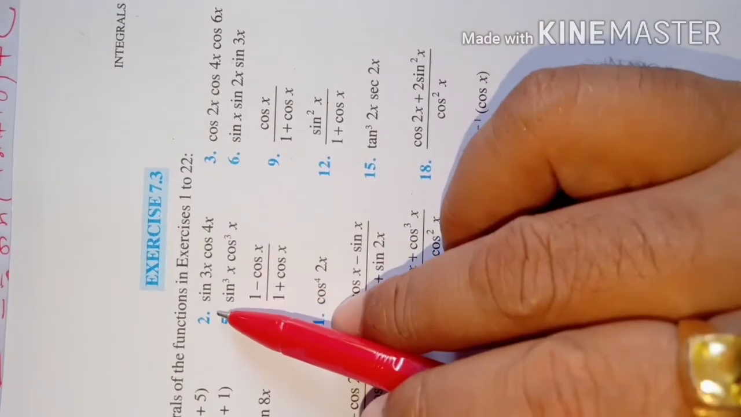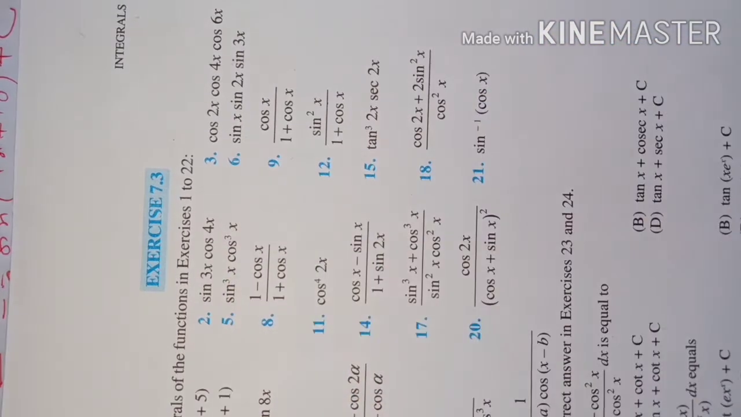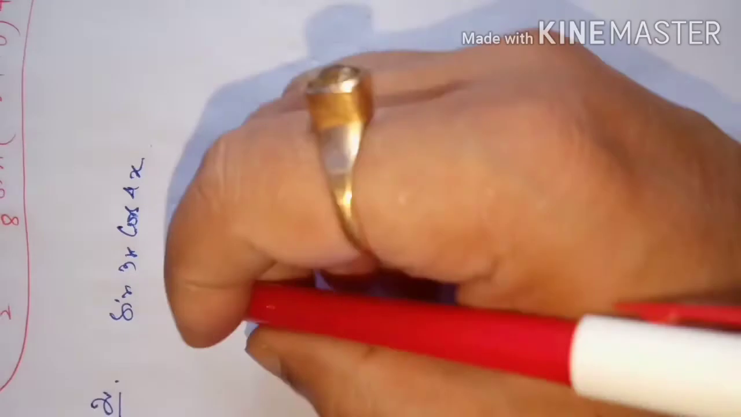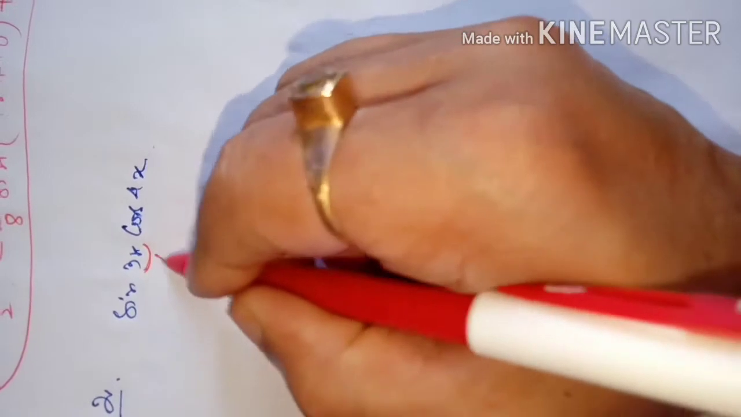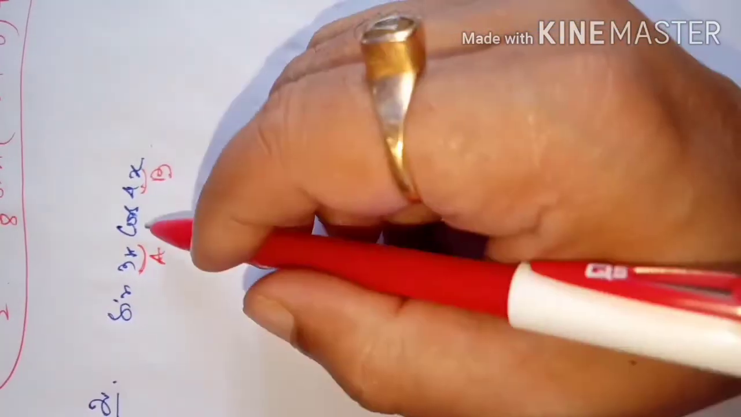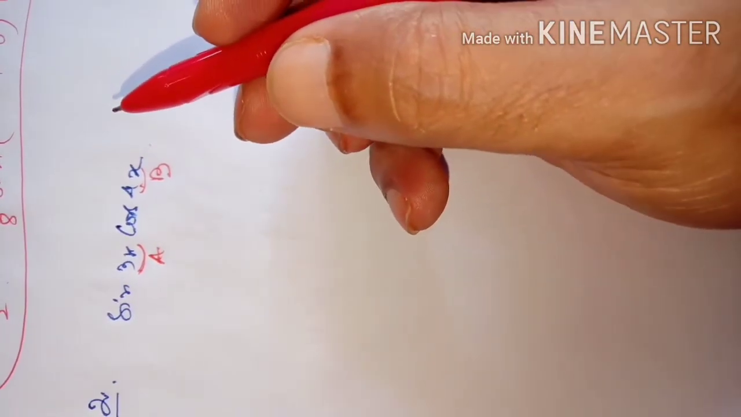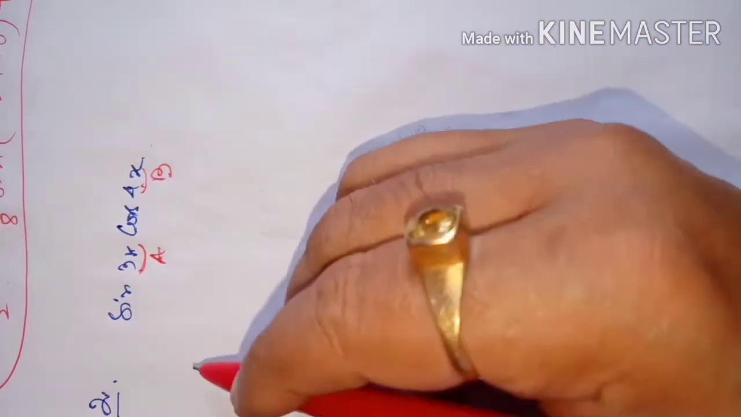Look at question number 2. Sin 3x into cos 4x. Both the angles are different. Suppose we think of this as A and this as B. This is just like sin A cos B, and sin A cos B we get from what? Half times sin of A plus B plus sin of A minus B. So then you can treat it like this.